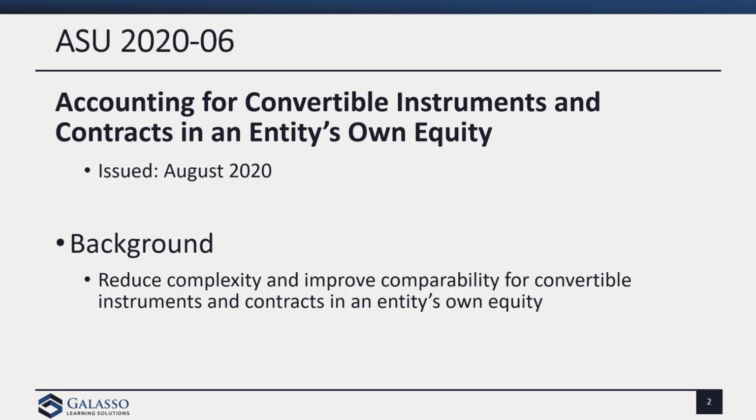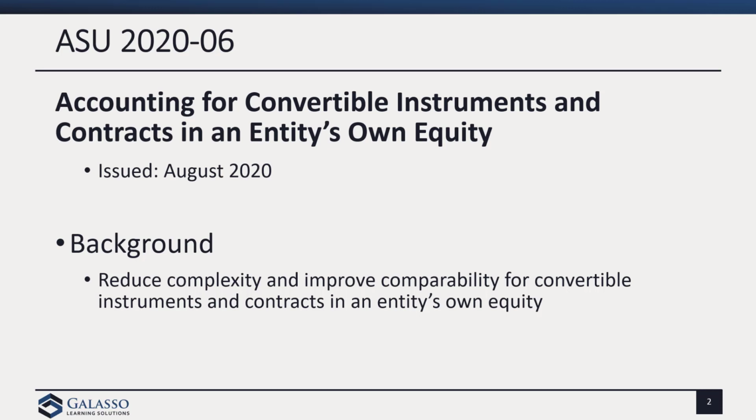So ASU 2020-06 really was designed to reduce cost and complexity, right? We have a lot of complexity, and as I mentioned, there's an issue related to comparability. When we looked at these, they noted that it ends up with a lot of difficulty. In fact, it's an area where there are high financial statement restatements as a result of the complexity and lack of comparability. And so they wanted to really address the complexity for these financial instruments that had characteristics of both liabilities and equity. And I think that this would just overall be a really nice impact.